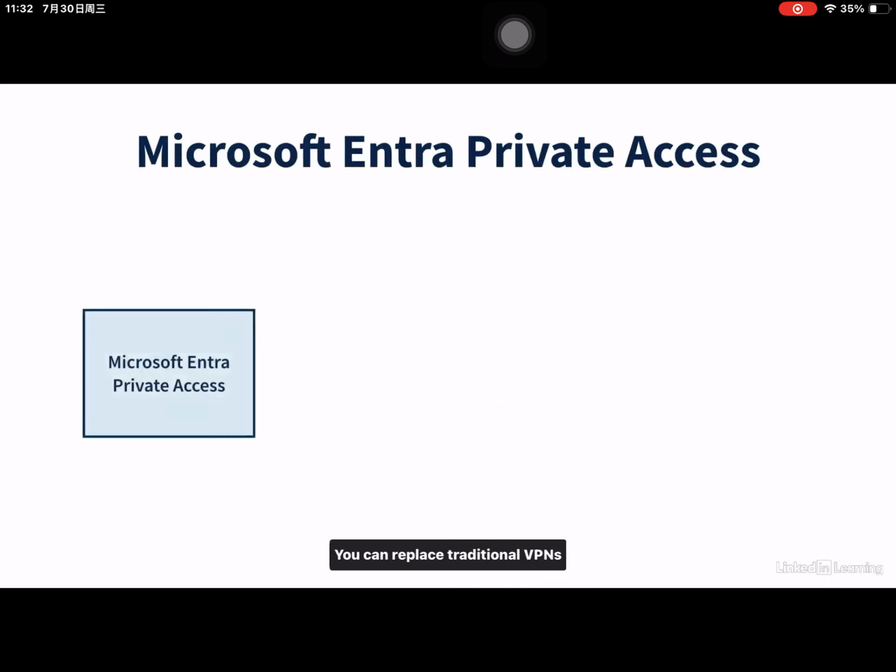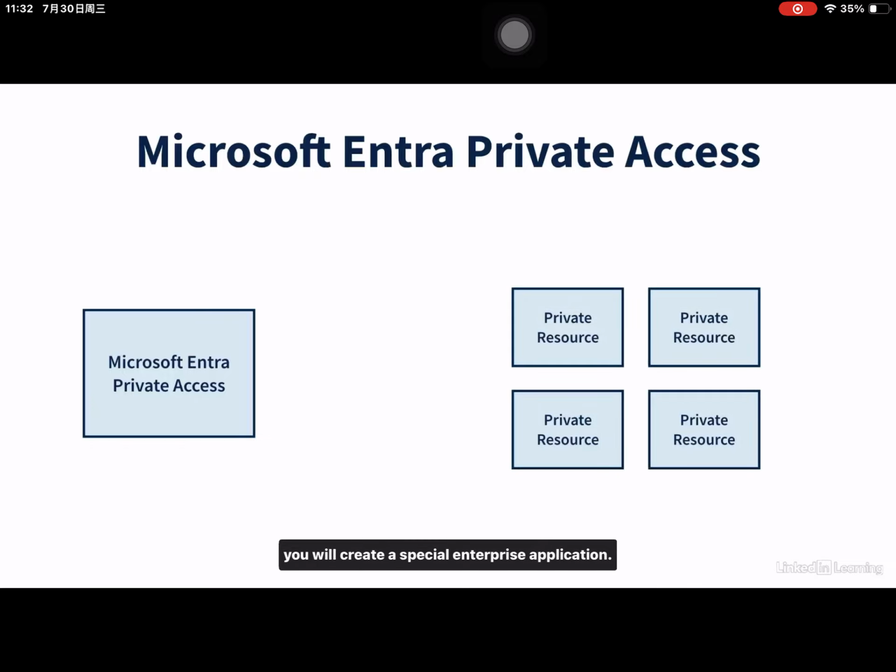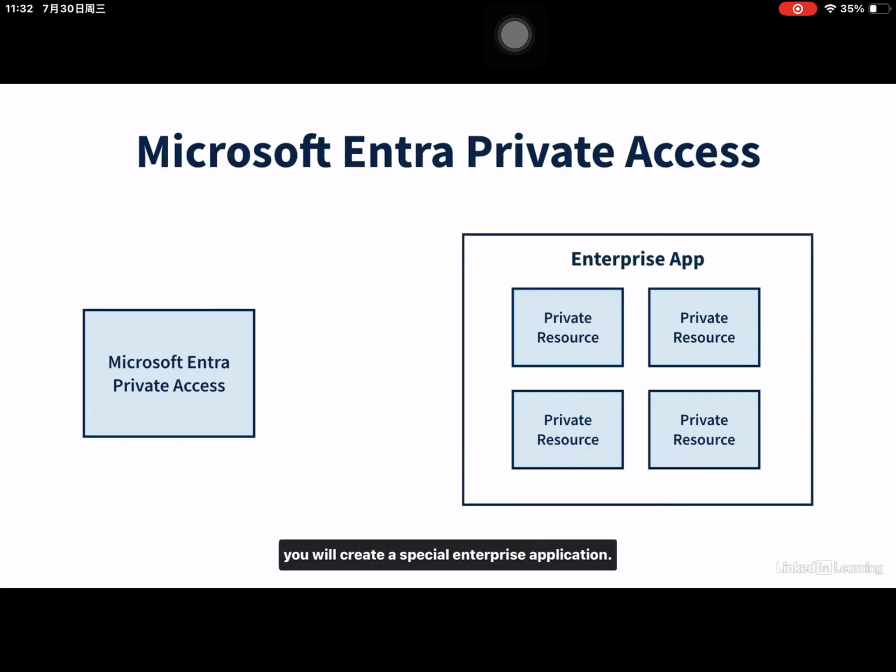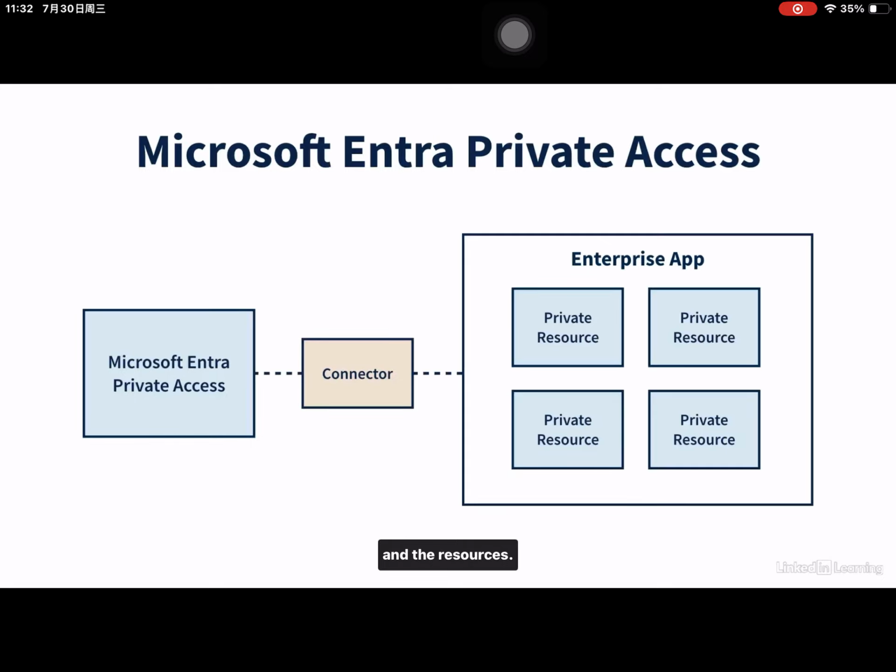You can replace traditional VPNs with Microsoft Entra Private Access to securely connect to your corporate network from anywhere. To access private resources, you will create a special enterprise application. It works like a container for your resources. You can decide which resources to add to the container. The application has a network connector, acting as a bridge between the private access service and the resources.